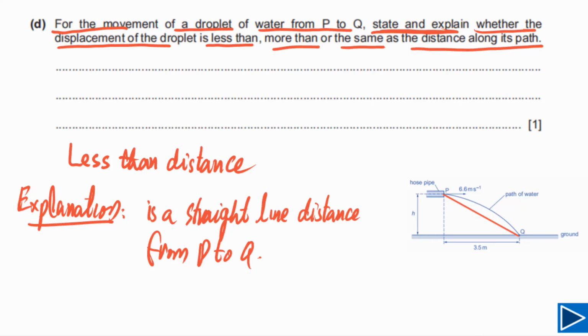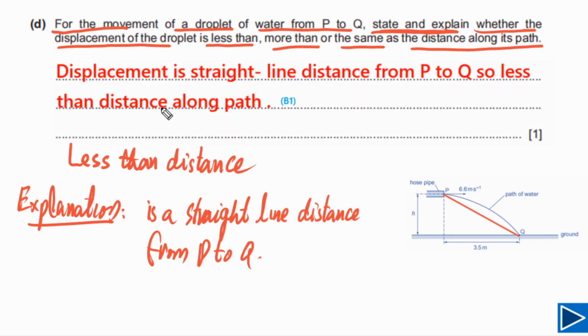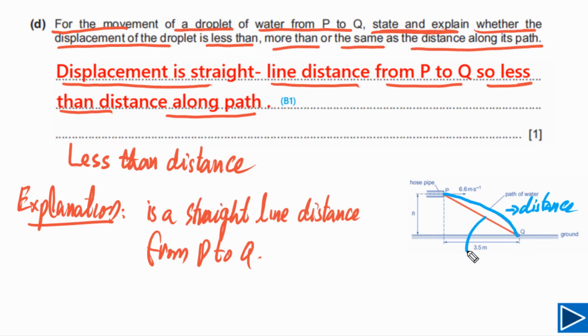Let me show you a proper answer for this question. Displacement is straight line distance from P to Q, so less than distance along the path. So let me highlight, maybe some students will not be clear what exactly is meant by distance. This blue line, this one is the distance. And this one is displacement. So in this case, displacement is less than distance because displacement is a straight line. And this question has only 1 mark. If you have written less and then you have explained, you will get this mark.